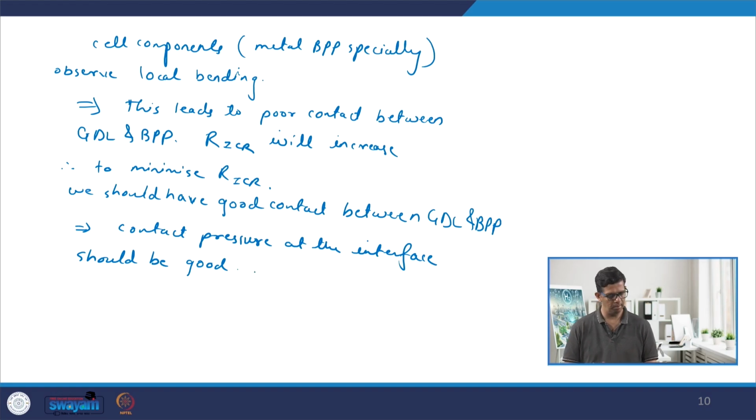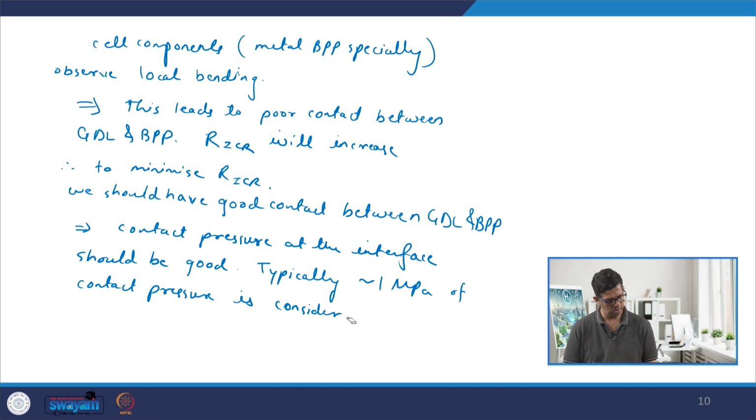So, let me write that: typically around 1 megapascal of contact pressure is considered to be good in terms of the pressure.